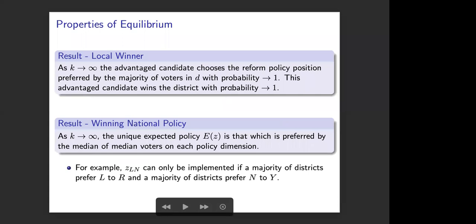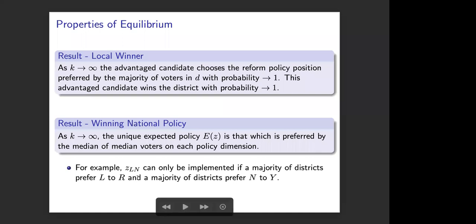That tells you that you're going to get a good outcome in any individual district: the winner is going to be the majority preferred on each dimension. And then you can wrap that up. We get a good outcome in a single district, and that neatly wraps into getting a good policy nationally. As the number of voters goes to infinity, the unique expected policy in the legislature is that which is preferred by the median of median voters on each policy dimension. That stems simply from the fact that we have majority votes in the legislature, and each individual legislator is the majoritarian guy for that district on both dimensions.